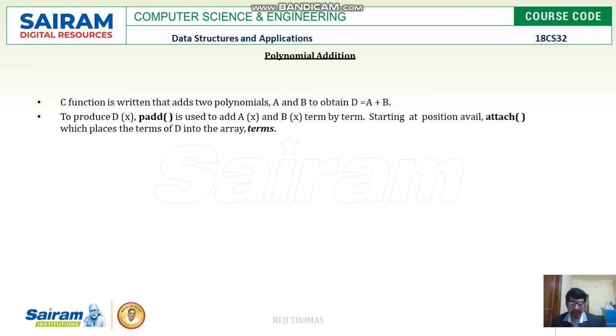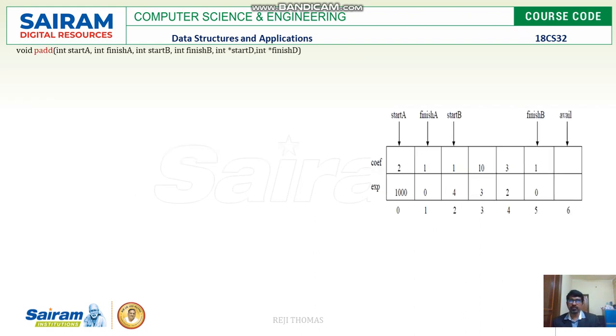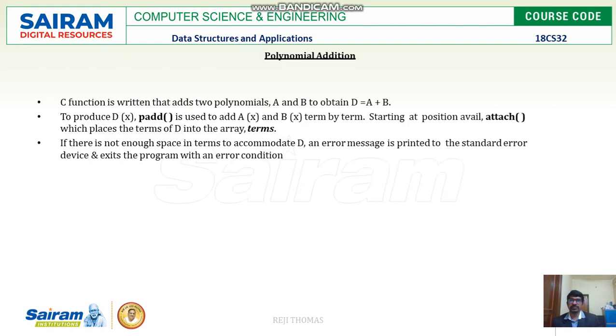Now let us see how we can add two polynomials. So how do we add? We take the first term of the first polynomial and compare it with the first term of the second polynomial. Please remember, if their exponent values are the same, we can add them. First you have to check whether their exponent values are the same. If they are the same, we are going to add the coefficients.